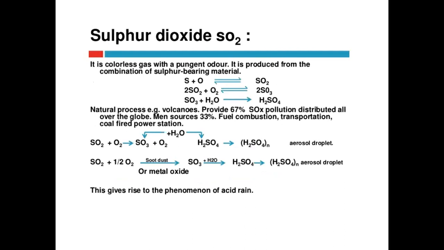Sulfur dioxide: oxides of sulfur are of two types, sulfur dioxide and sulfur trioxide. And we know that the end product of sulfur dioxide is H2SO4, that is, the production of sulfuric acid. And through natural processes such as volcanoes, sulfur oxide pollution is distributed all over the globe. Main sources are also fuel combustion, transportation, coal-fired power stations. These all are the sources, as I've already discussed, of sulfur dioxide. And this is again responsible for the phenomenon of acid rain, students.